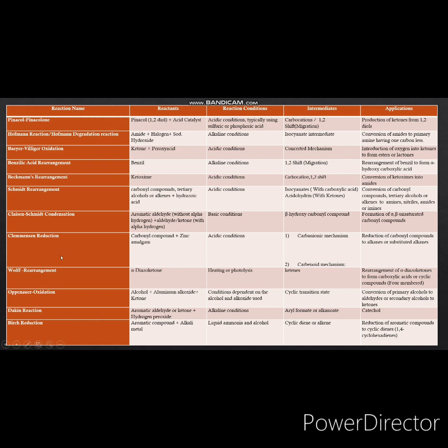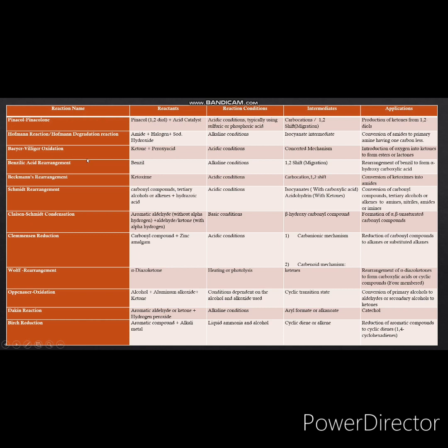Same is the case with other reactions, say the Hofmann reaction, also known as the Hofmann degradation reaction. In this reaction, amide is used, halogens are used, and alkali is used, especially sodium hydroxide. Reaction condition is alkaline, and the intermediate formed is isocyanate, which is characteristic. And in this reaction, amide is converted into primary amine. But one important thing is that the compound is having one carbon unit less.